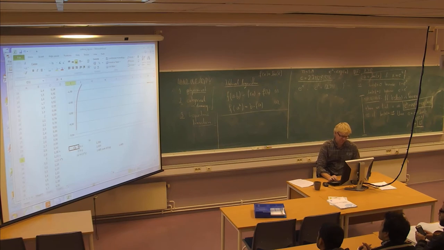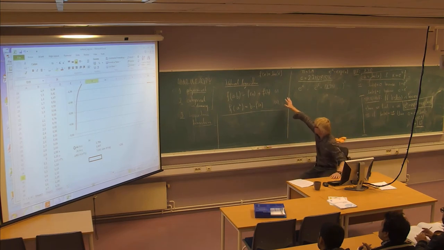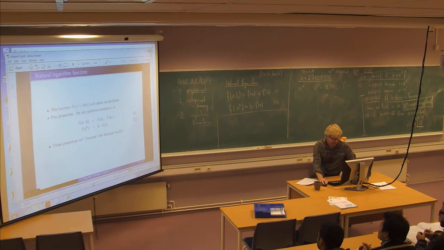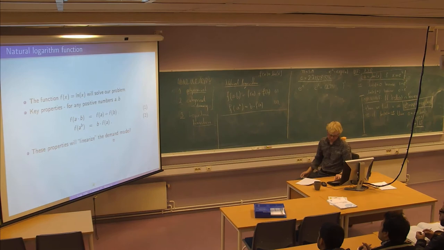And here you can do any kind of numbers you like. And if Excel works well, it should always be the same. So it kind of verifies this in a computational way. Now, the more important thing is, how do these properties solve our problem?